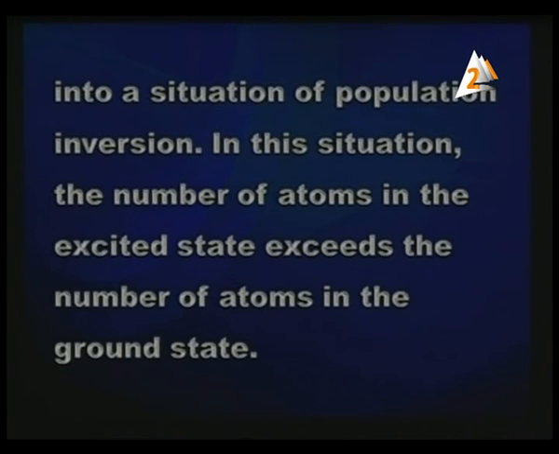Your attention please, I'm talking about a situation which is very essential for laser light to be produced. We call it the population inversion situation. In this situation, the number of atoms in the excited states is greater than the number of atoms in the ground state. And it is essential for laser to be produced.